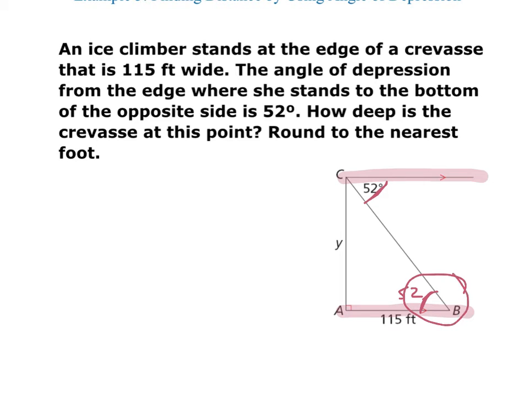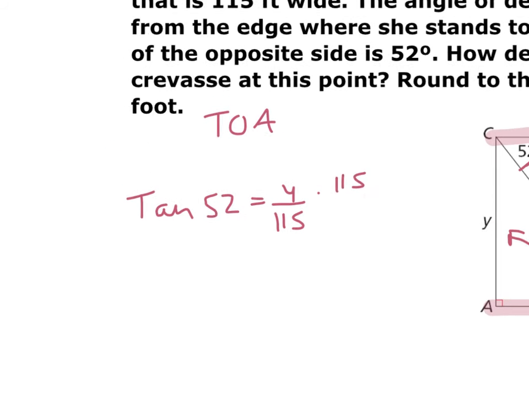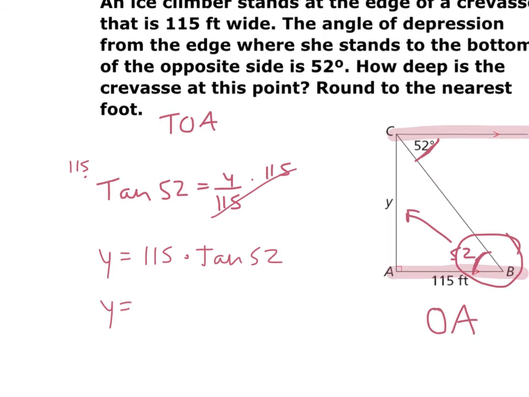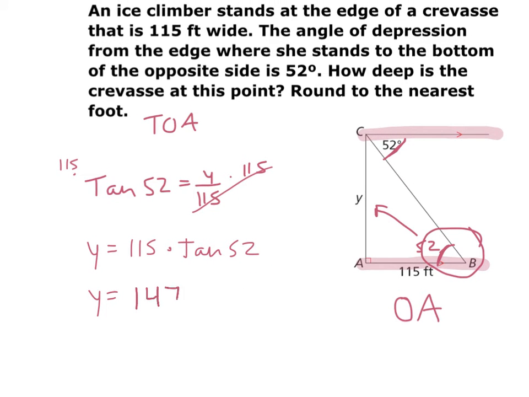So now that we have this angle, we're looking for what's opposite and we're given the adjacent. What involves opposite and adjacent? TOA. So we need to take the tangent of 52, and that's going to be equal to y over 115. If we multiply both sides by 115, they'll cancel out on the right. So we get y is equal to 115 times tangent of 52. And what do we get for y? 147.2. We'll just leave it as 147.